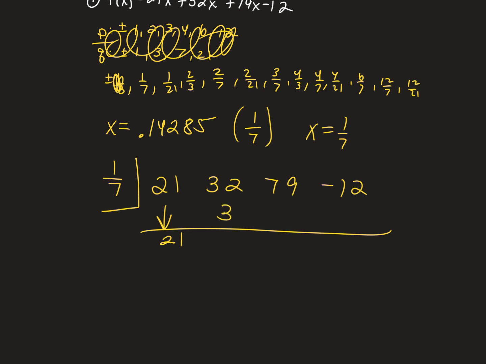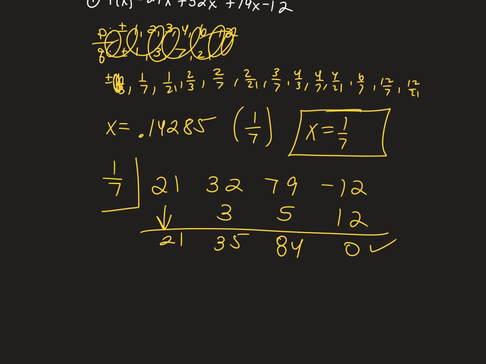3. Now we add down. 32 and 3 is 35. Multiply to the corner. What's 35 times 1/7? 5. Add 79 and 5 is 84. Multiply to the corner. What's 84 times 1/7? What's 84 times 1 divided by 7? 12. What did you guys just prove to me? That this x equals 1/7 actually is our correct 0.